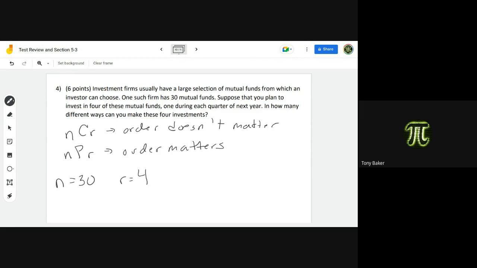So in this case, order matters because I'm going to invest 1 first quarter, second quarter, third quarter, fourth quarter. So that time changes. So whichever one I invest in first, I'm going to make the money off of that for a longer period of time. So order does matter in this situation. So this is going to be a P. So it's 30 P4.